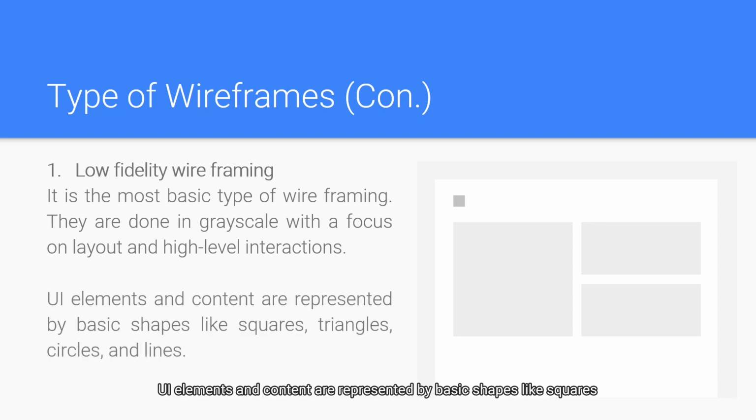UI elements and content are represented by basic shapes like squares, triangles, circles, and lines. All its elements are arranged with the main focus on functionality, behavior, and the priority of content.